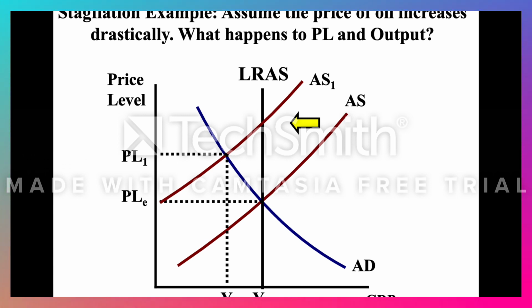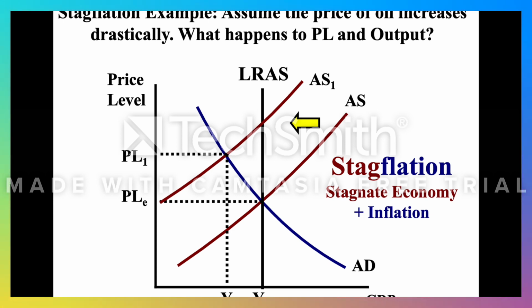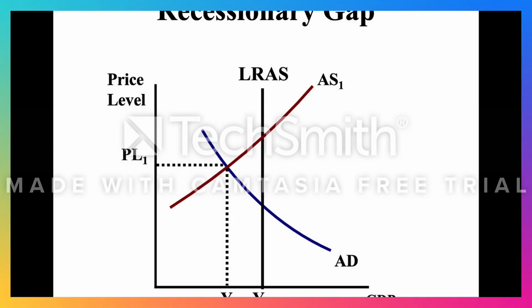And this is still a recessionary gap. So you're to the left of LRAS. Even though price level is high, this is a special kind of recession. It's a stagnant economy, but you also have inflation. Still a recessionary gap.